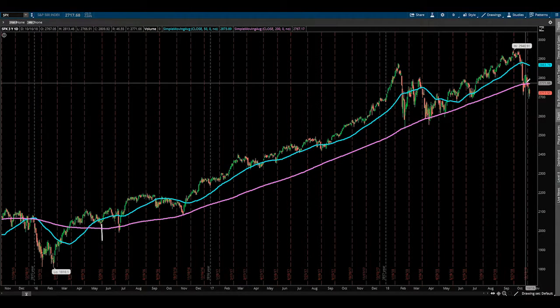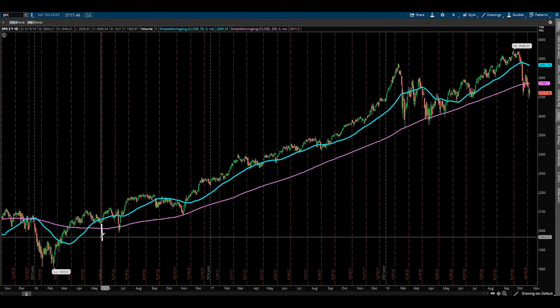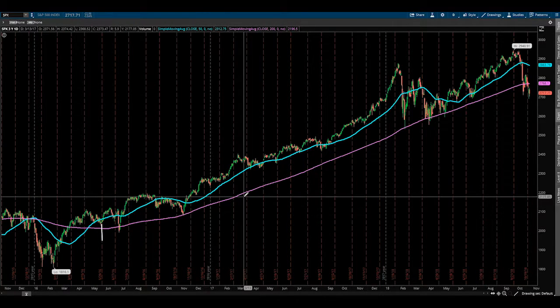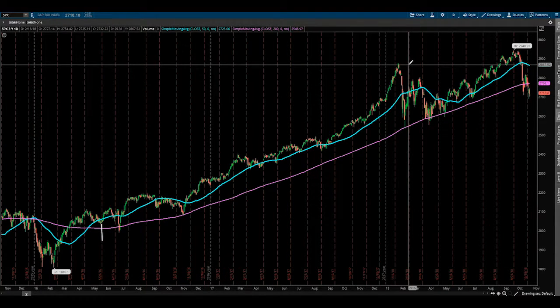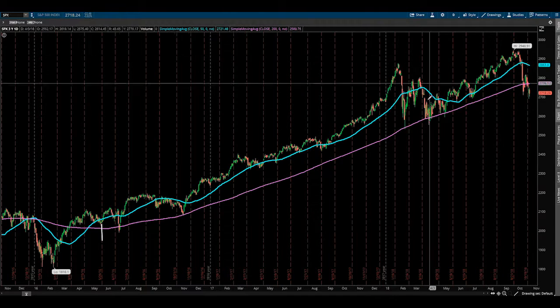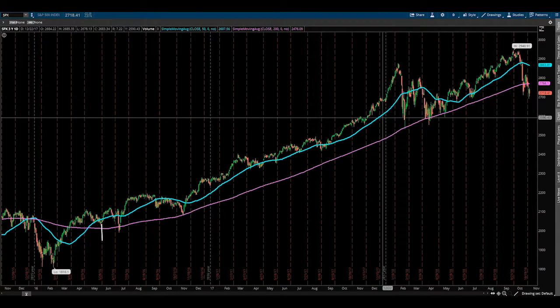However, today, for the first time since Donald Trump was elected president, we have a declining 200-day moving average, which means the sum total closes over the previous 200 days is headed lower. That is a major development.